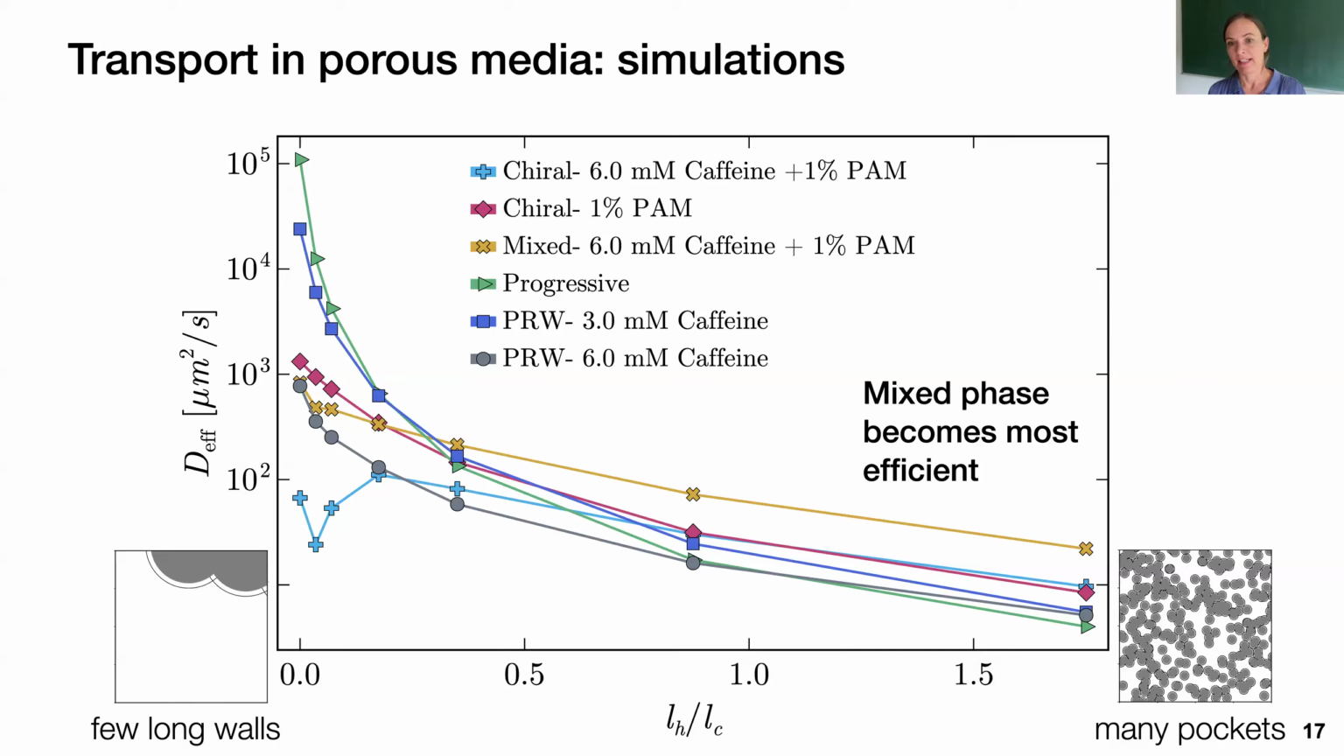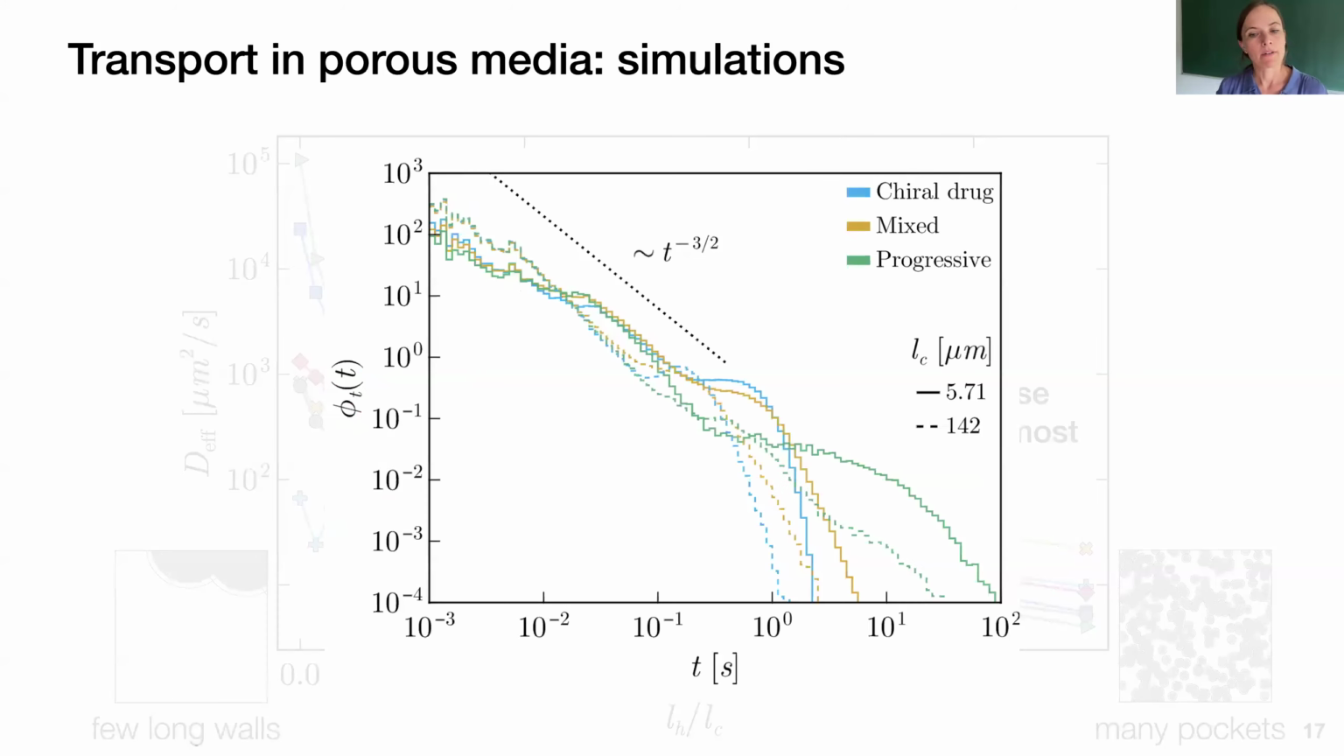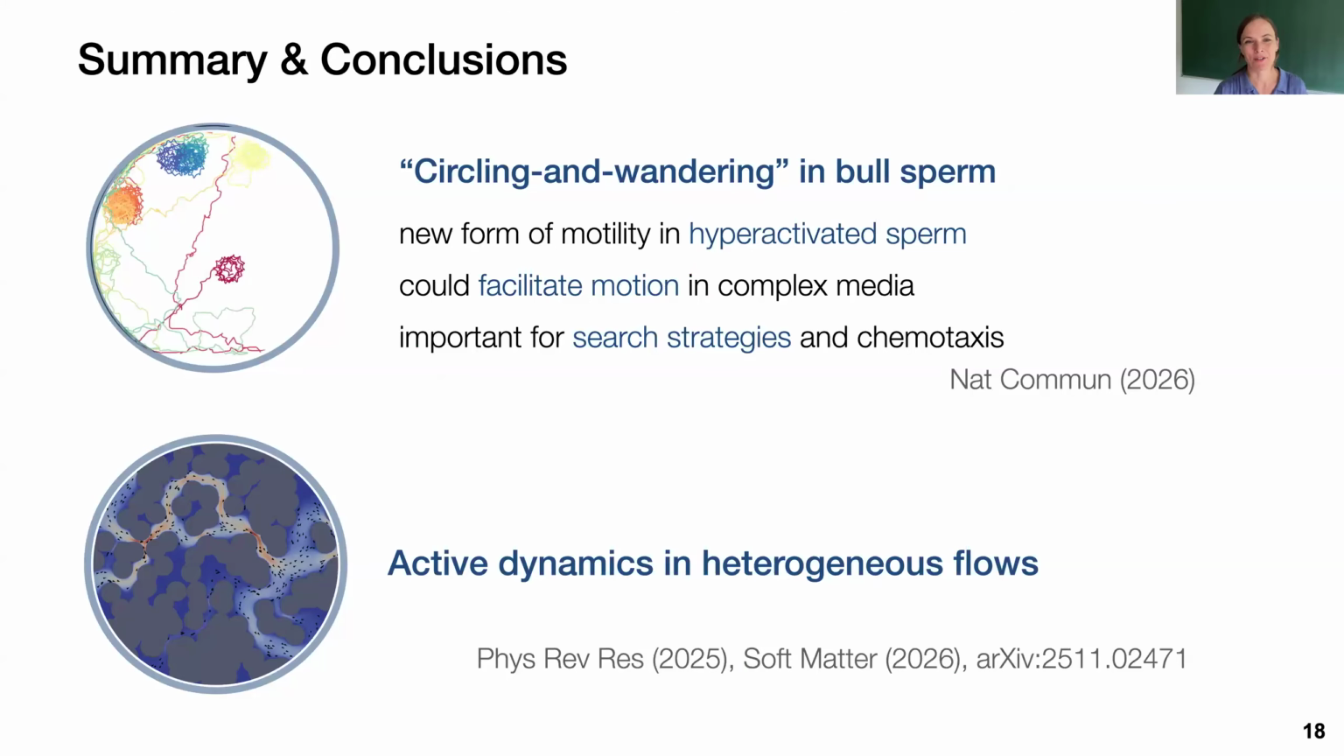And the answer lies in the fact that progressive sperm essentially get trapped in the pore space very quickly and they end up in these dead end pores and don't get out. But in the mixed phase, the sperm have, due to this circling motion, a very efficient way to escape dead end traps in the porous medium. And one can quantify this by really measuring the trapping time distribution of these particles. And indeed, for the progressive case, we find really long-lived trapping phases, while for the mixed phase, these trapping phases are a lot shorter.